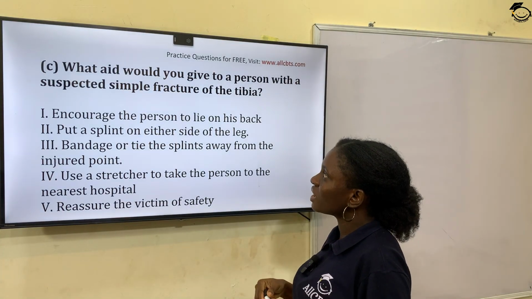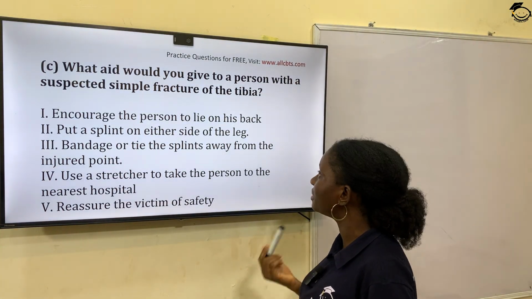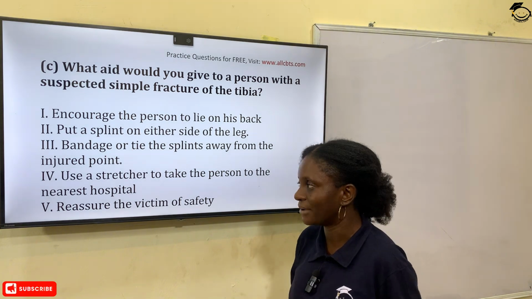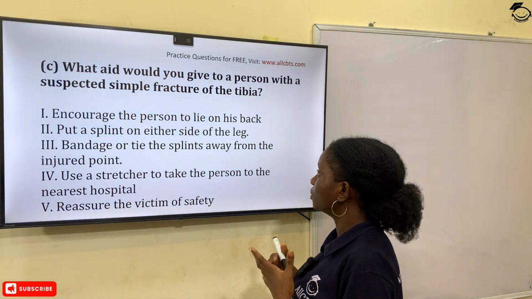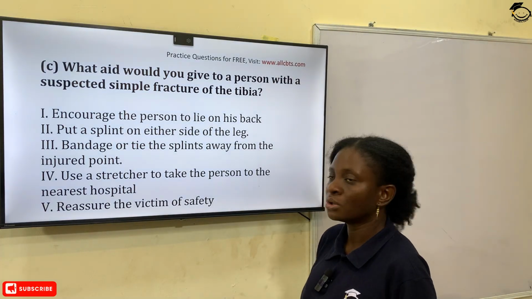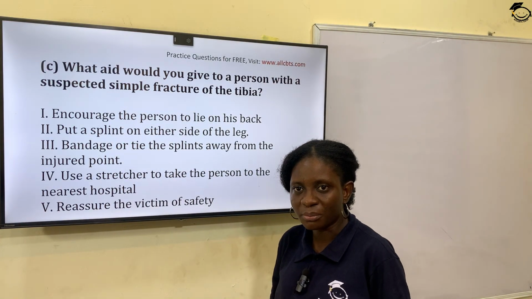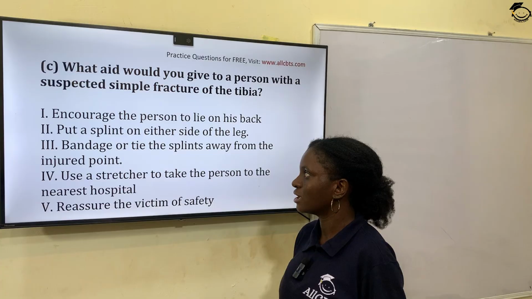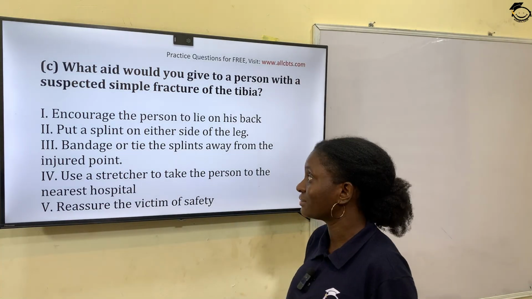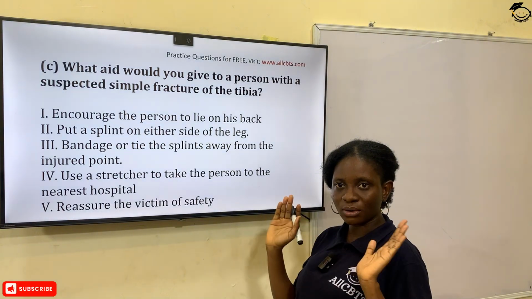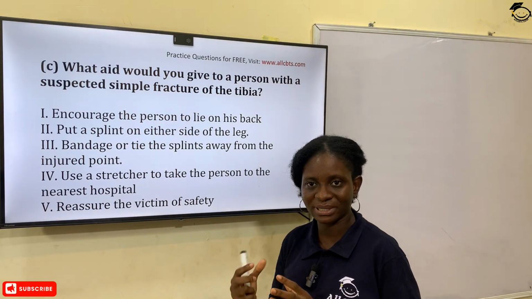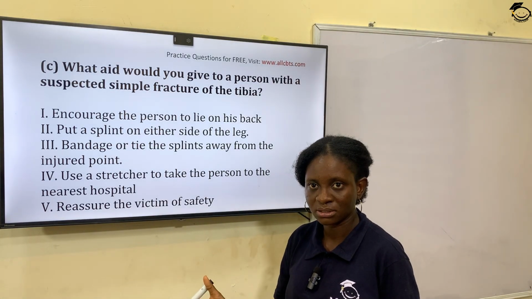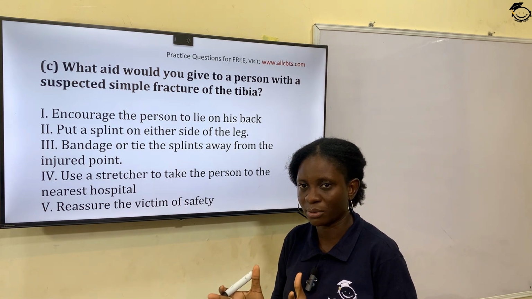What aid would you give to a person with a suspected simple fracture of the tibia? If a person has a fracture, what's the first help you give to the person if the person sustained a fracture of the tibia? So the first thing is to encourage the person to lie on the back. Then you put a splint, like a soft padded tissue, just to avoid swelling or to reduce inflammation or pain.